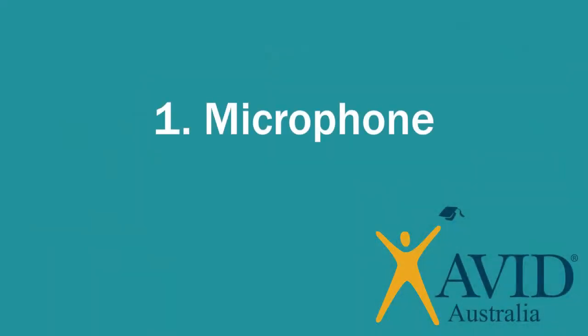Let's begin. The first element is your microphone and quality of sound. This is arguably the most important element of any online video presentation, as your audience's ability to hear and understand you is essential to getting your message across. In this section, I'm going to demonstrate the effect that different microphones have on the clarity of your voice and ability to be understood by your audience.